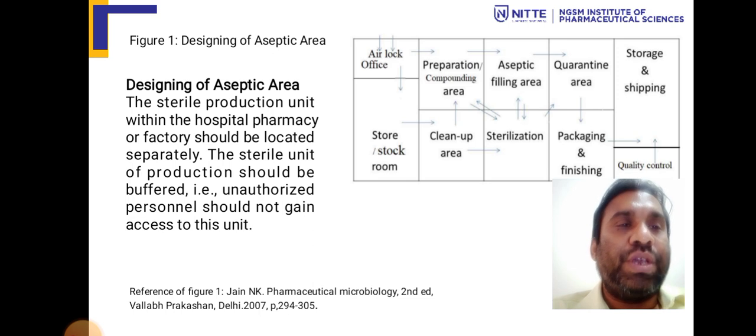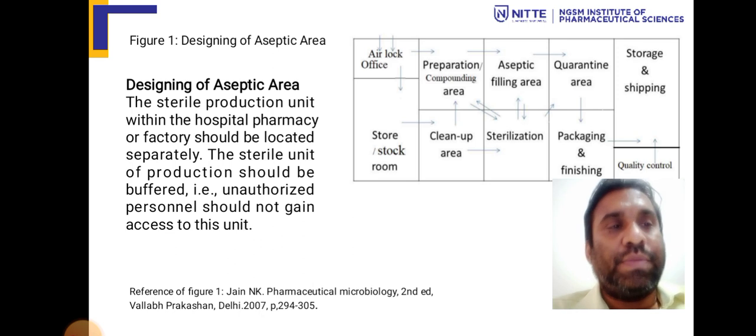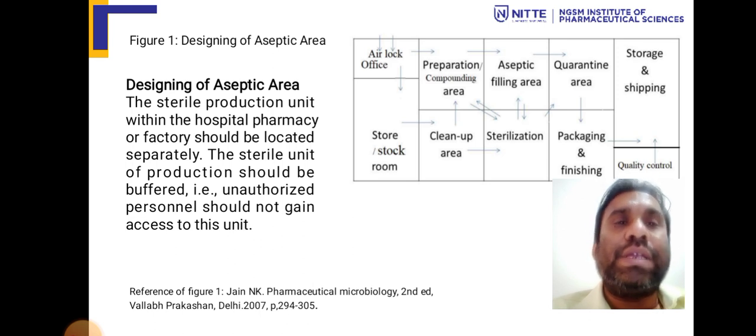After the preparation, everything that is done unsterile will go to the sterilization area. At the same time, the preparation will go to the aseptic filling area and then the quarantine area, where finally the product is packed and finished. After that, we go to the quality control area and storage and shipment, which are next to it. So this is the exact design.